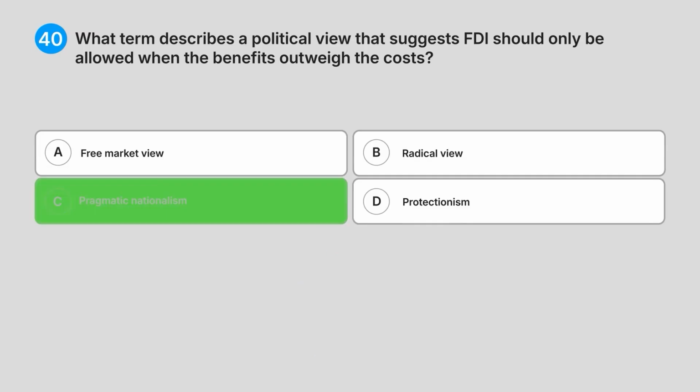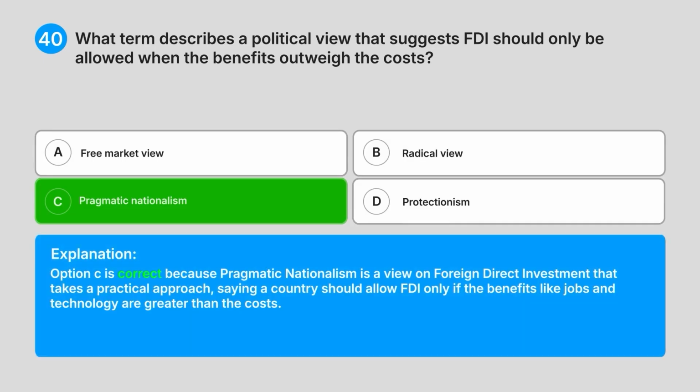Correct answer, C. Pragmatic nationalism. Explanation: Option C is correct because pragmatic nationalism is a view on foreign direct investment that takes a practical approach, saying a country should allow FDI only if the benefits like jobs and technology are greater than the costs.